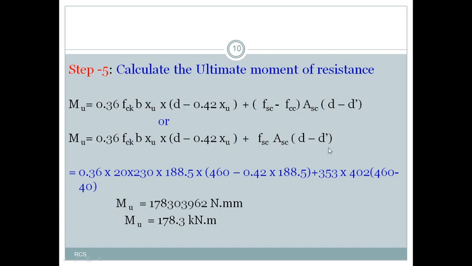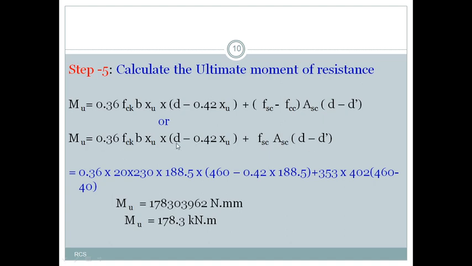Right. Now calculate the ultimate moment of resistance with respect to this formula, that is Mu equal to 0.36 Fck B into Xu, whole multiplied by D minus 0.42 Xu, plus Fsc minus Fcc into Asc, into D minus D dash. This formula can be modified like this, because compared to the Fsc value, the Fcc value is very less, so we can neglect that term. Finally, after neglecting that, we get the ultimate moment of resistance formula: 0.36 Fck B into Xu into D minus 0.42 Xu, plus Fsc into Asc, whole into D minus D dash.